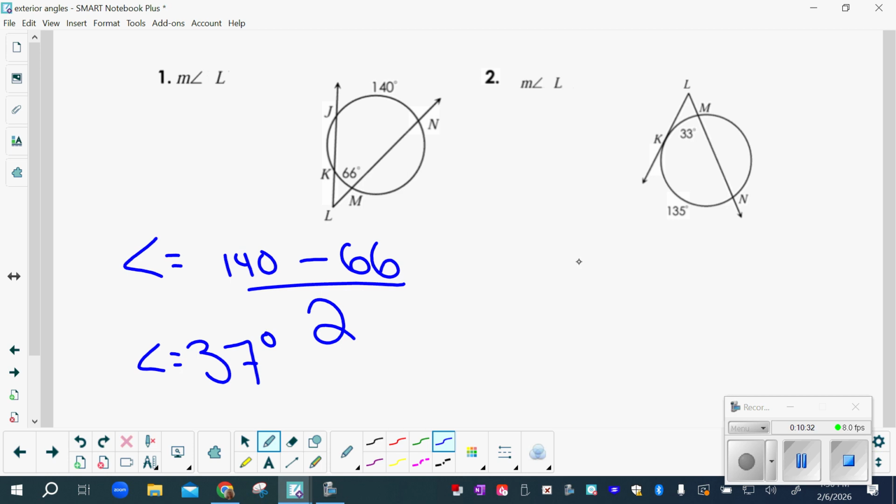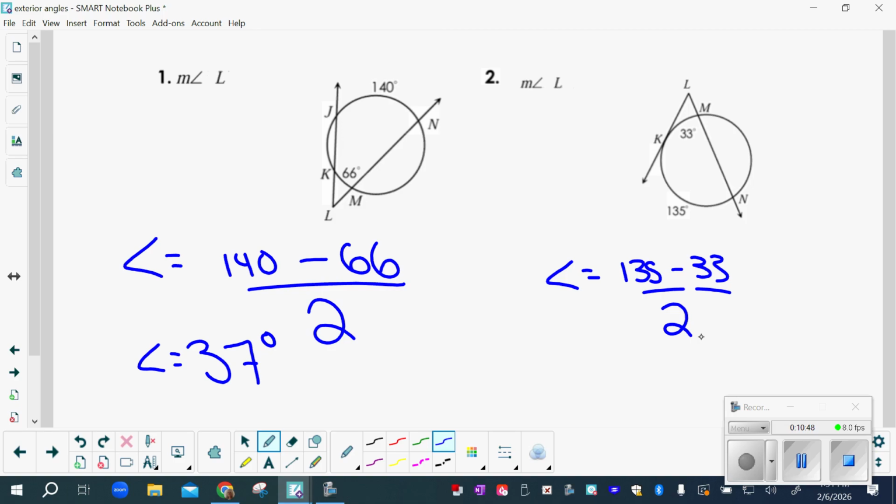Here's what I'm going to do. Angle equals arc minus arc over 2, 135 minus 33 divided by 2. Hey, do me one quick favor, though.